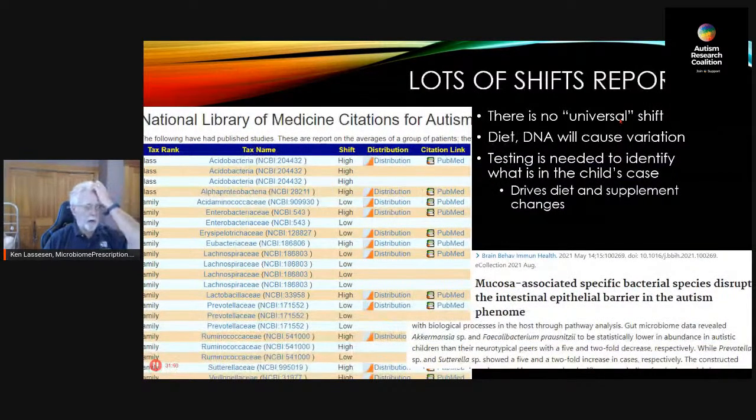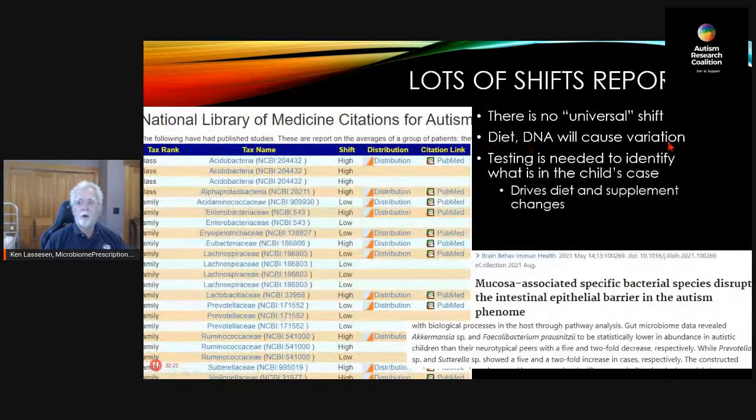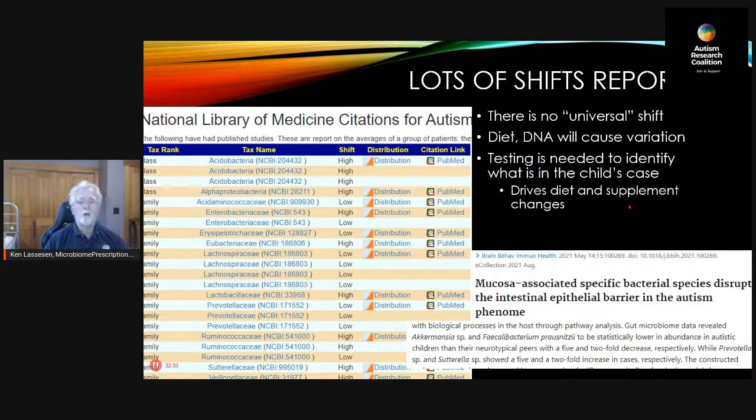One of the things to be aware of is that one study will indicate something, and then the next study will say the exact opposite, which tends to be frustrating. Often they are consistent, three different studies all saying low, but sometimes two say high and one says low. And the gotcha is there is no universal shift. Diet and DNA will cause variation. So one person may go high, another person may go low. And that comes back to the bottom line: testing is needed to know what path to walk through the microbiome.